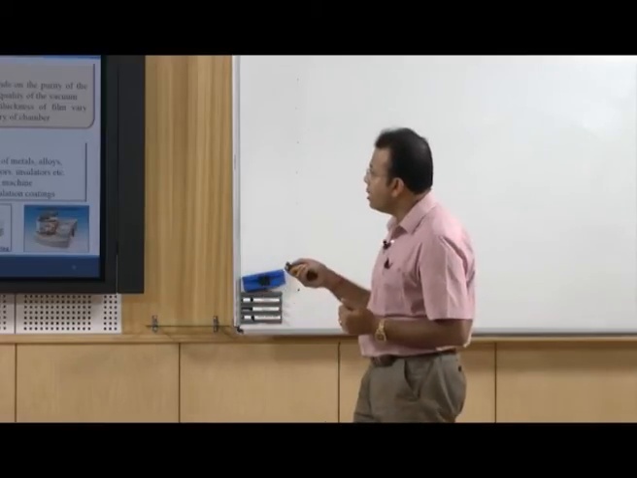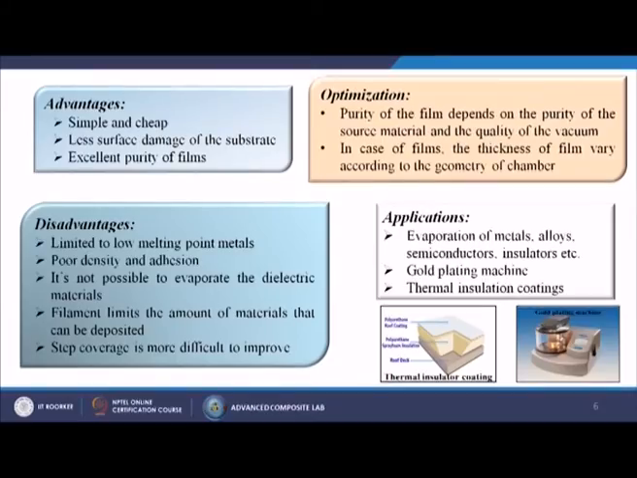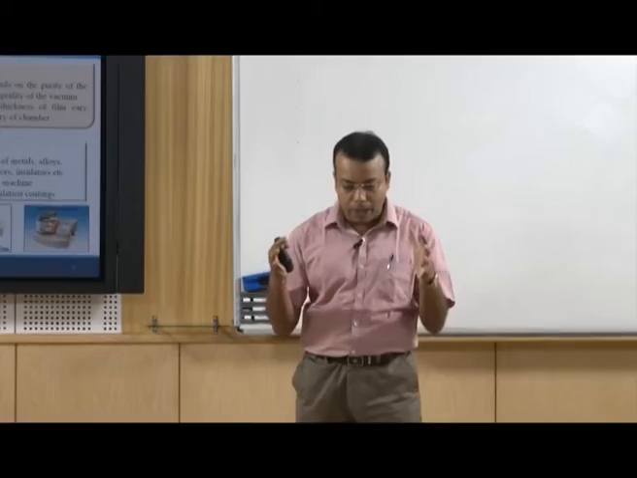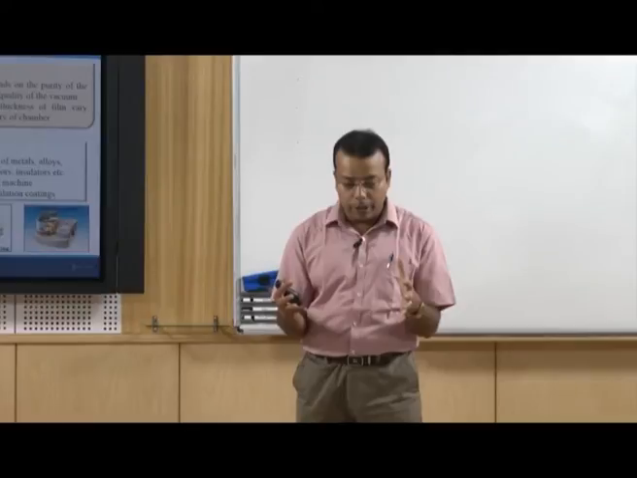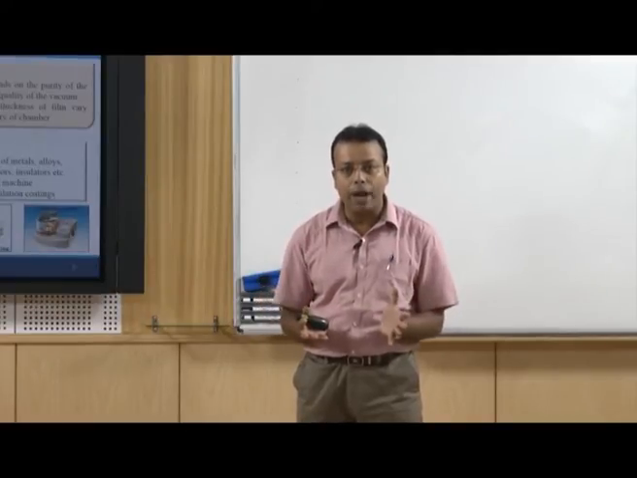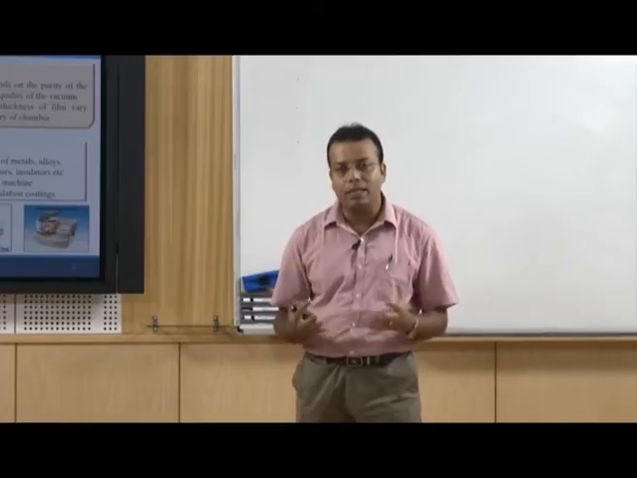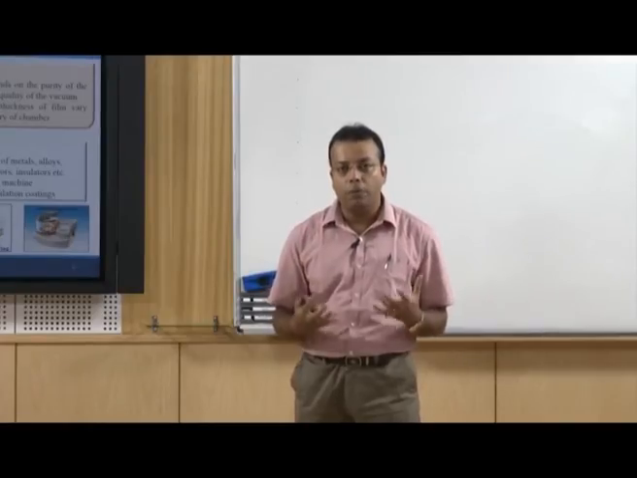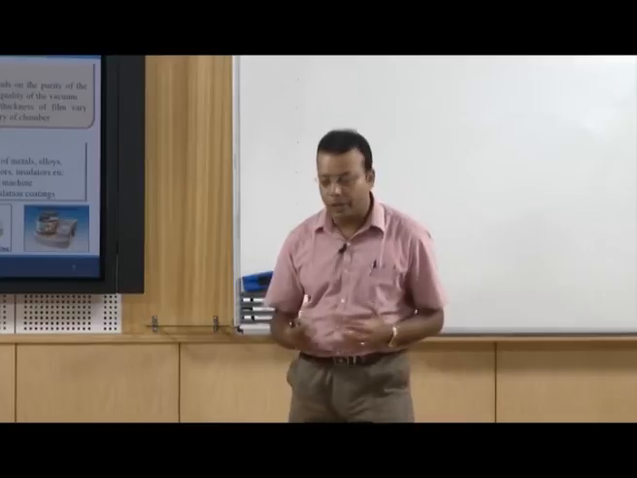Then in the case of films, the thickness of the film varies according to the geometry of the chamber, because it depends upon the vacuum. If the sample size is larger, then the chamber size will be larger accordingly, because we need a certain constant vacuum for doing this kind of modification.